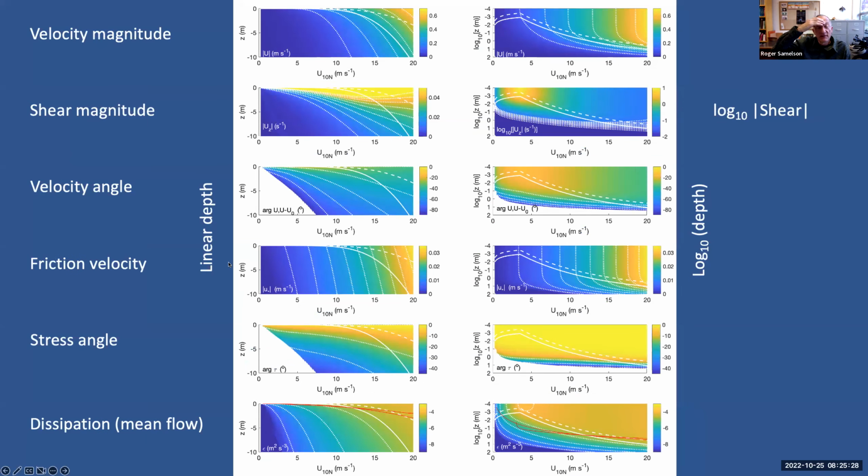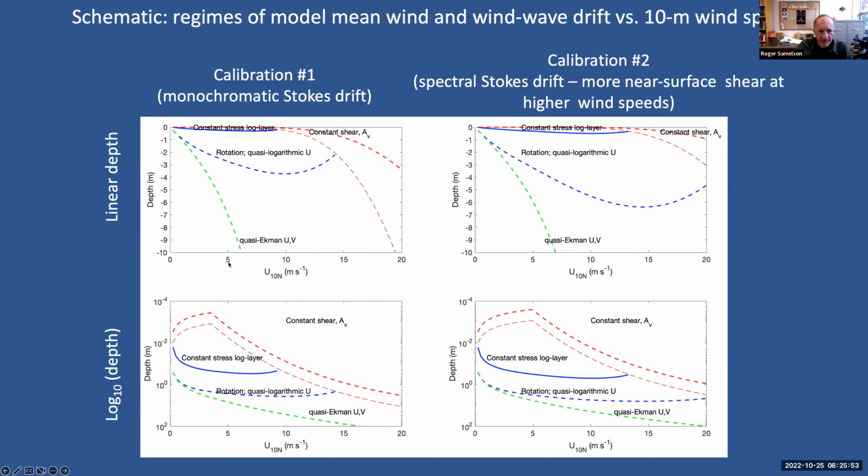Here's another picture. There's probably too much information in this plot, but you can look at the velocity magnitude, the shear magnitude, the angle, the friction velocity, the stress angle, and the dissipation, which is only the mean flow dissipation here, as a function of depth and wind speed. I'm not going to say too much about this, but I'll come back to the bottom plots eventually for a moment.